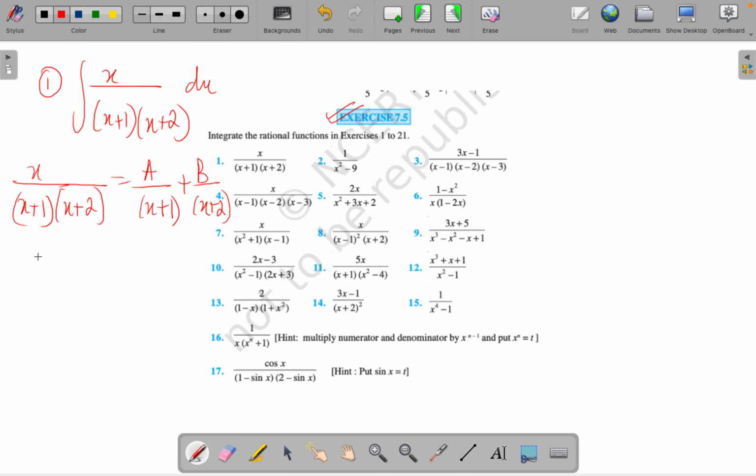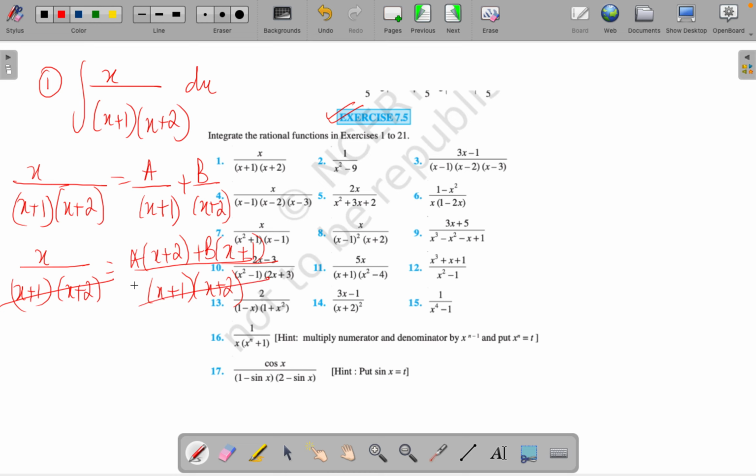And now, when you take the LCM, children, on the right side, you know that A will get multiplied by x plus 2 and B will get multiplied by x plus 1, right? So the denominator will always get cancelled. Here you will come to know, the denominator should always simplify, cancel each other. So now, here is where I want you to highlight a step.